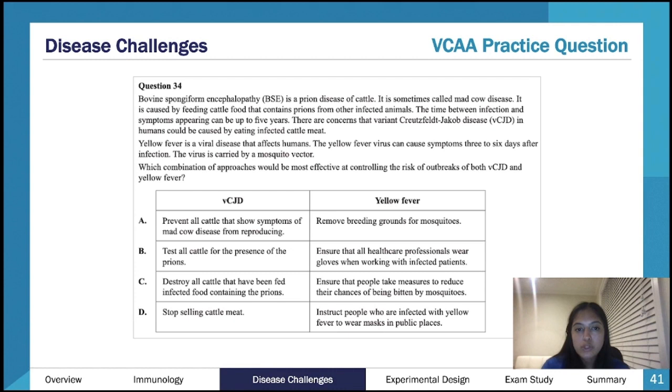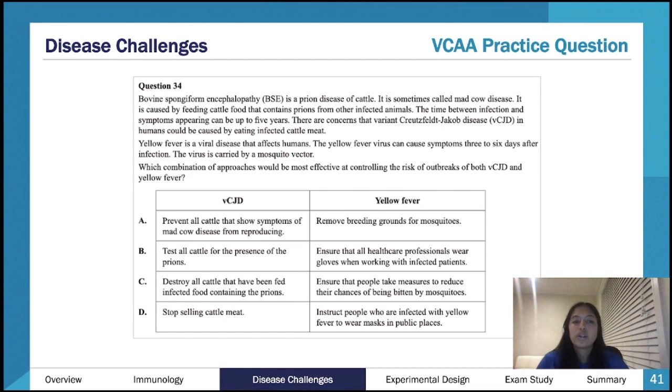So basically the cow's got the prion in it, right? And then it becomes vCJD because somebody eats that cow. So if you prevent all cattle that show symptoms of mad cow disease from reproducing, okay, that might be good, but does that stop that cow from having mad cow disease? No. Does that stop that cow from being cut up and then given as food? No. So that's why C is the better option.